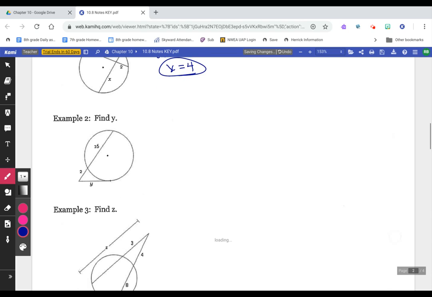For example 2, we have a tangent and a secant. So remember, the tangent squared is equal to the entire secant, which would be 18 times its external part of 2. So y squared is equal to 36, and then in algebra we would say it's plus or minus 6, but we can't have this be a negative 6, so it's just going to be positive 6.